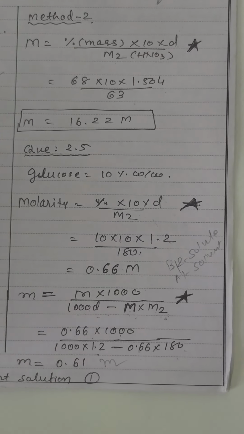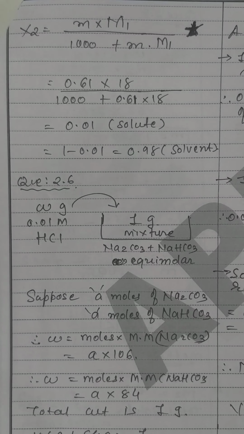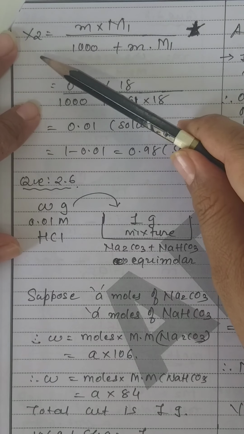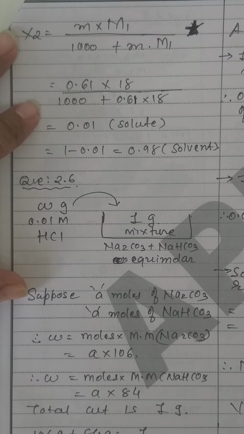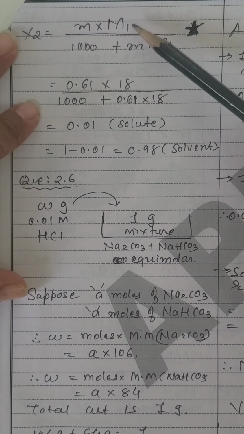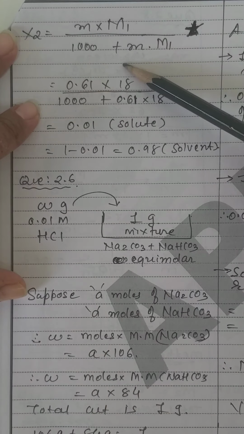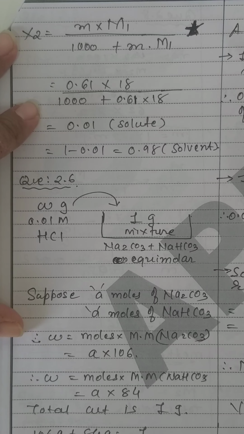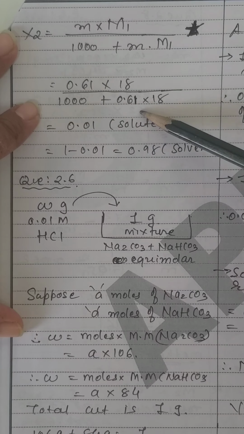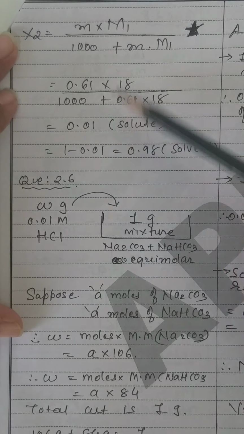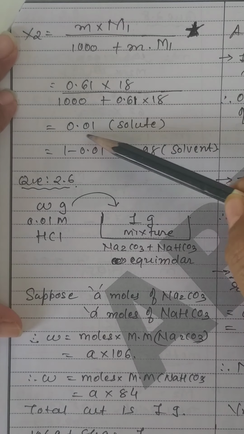Now the second point is also there. We want to find the mole fraction of each component in the solution. So another formula you have to remember: X2, that is for solute, is molality into molar mass of solvent upon 1000 plus molality into molar mass of solvent. That is 0.61 into 18 upon 1000 plus 0.61 into 18. So we got the mole fraction 0.01.